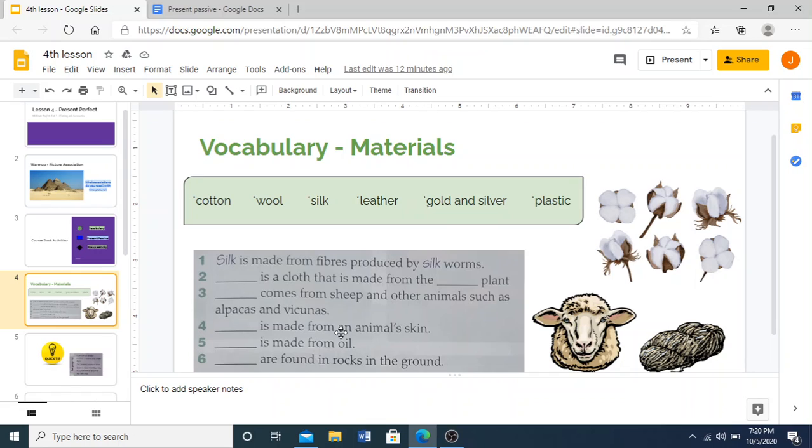Dash is made from an animal's skin. Of course, leather. Leather is made from animal skin. 5. Dash is made from oil. Of course, it's plastic. Plastic is made from oil.